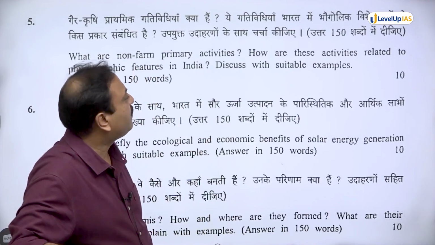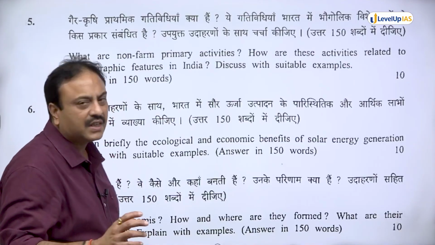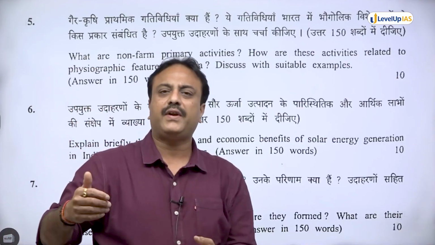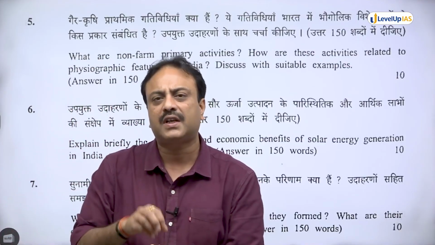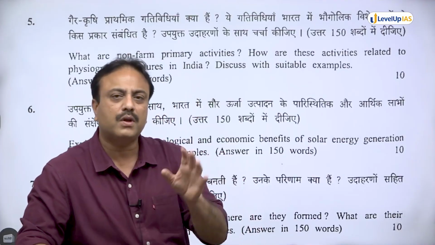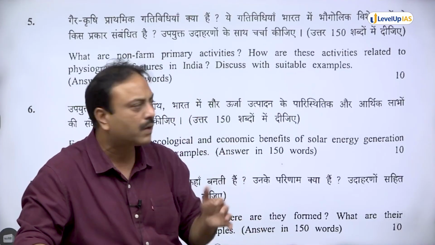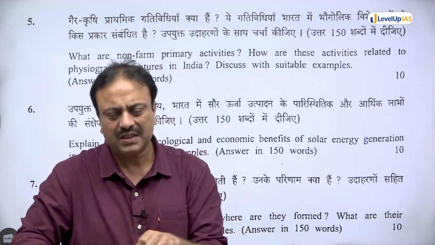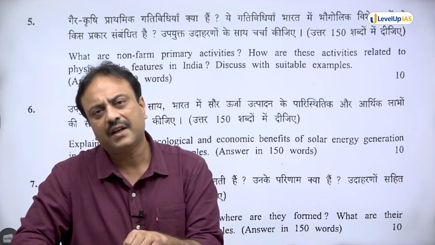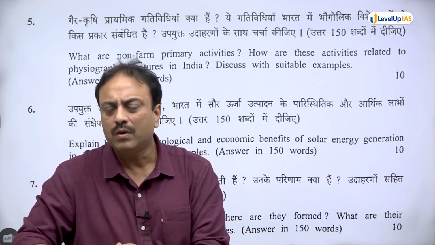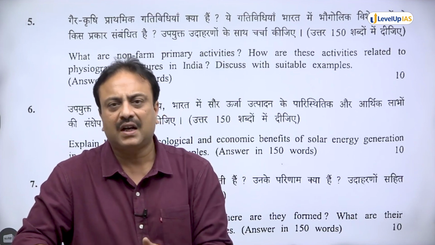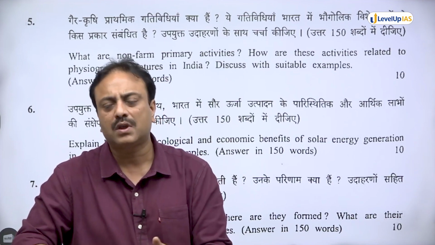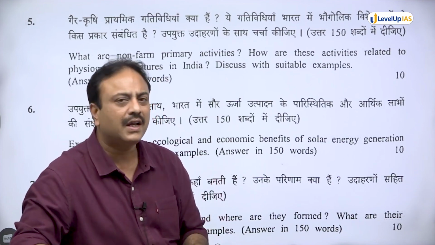Then how are these activities related to physiographic features in India? Now each and every physiographic feature is known for what? If we talk about the physiographic divisions of India, what are the physiographic features? The Great Mountain Wall of the North, the Great Northern Plains, the Great Indian Desert, the Peninsula Plateau, the coastal plains and ghats, that is the eastern coastal plain, western coastal plain, ghats, and then the islands of India.